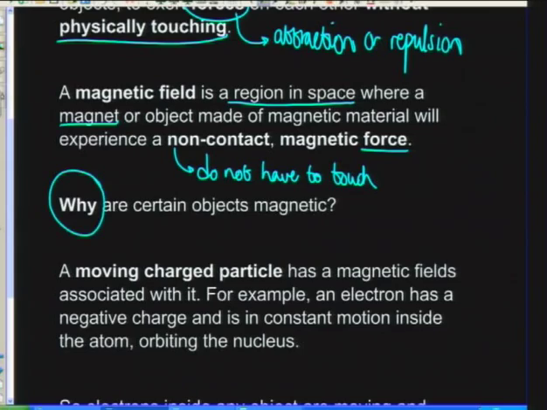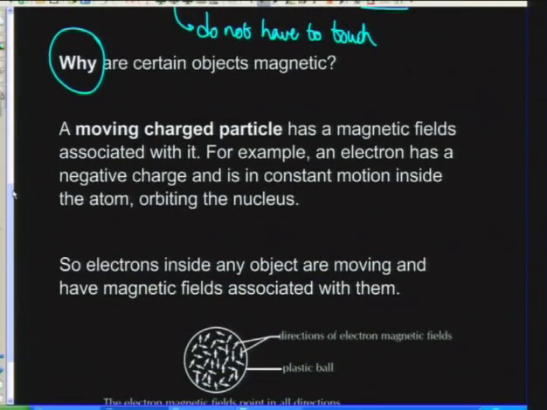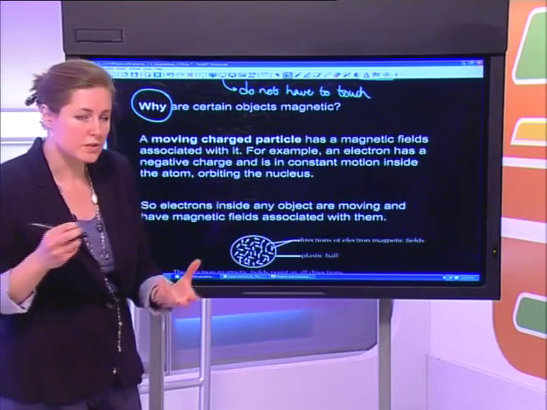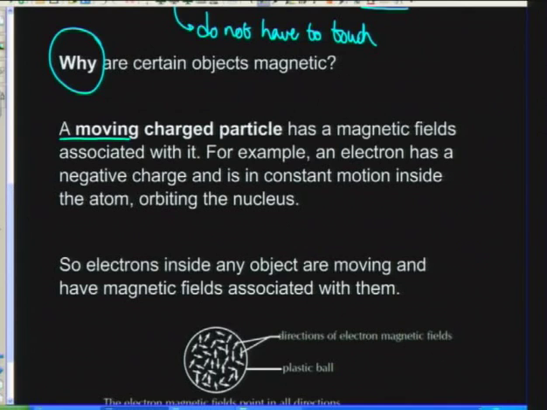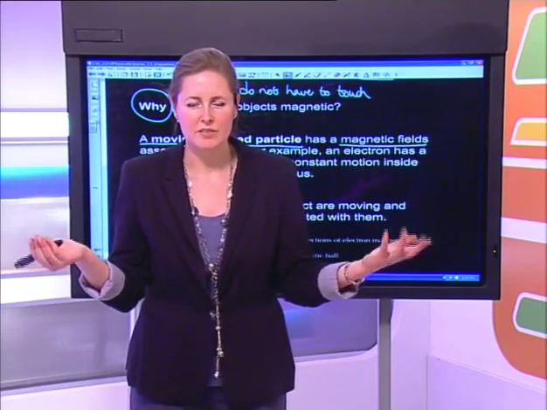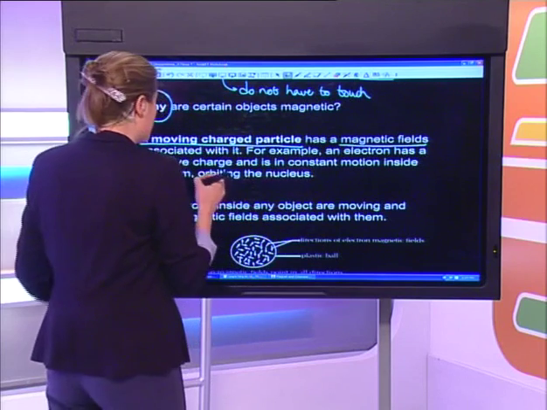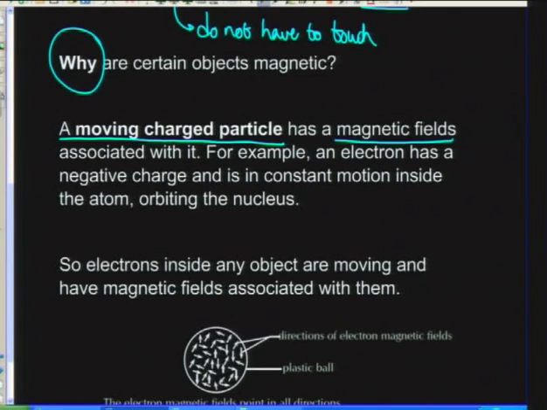The question is why? Why are certain objects magnetic? Well, it is because we have little particles that are charged particles that are able to move. And so if you think about it, if you've got a moving charged particle, it will have a magnetic field. But what I want you to think about here is what substances have moving charges. Well, let's zoom in to every object, any matter. So all matter is made up of what? All matter is made up of atoms.